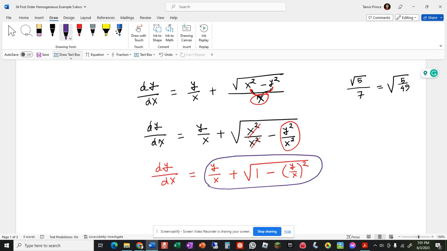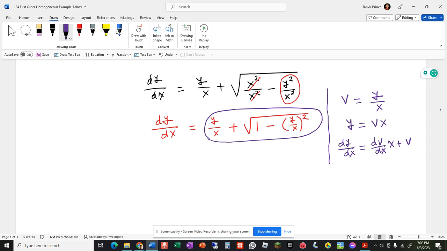So now I can do the substitution. The same substitution every time for the homogeneous: v equals y over x. First cross multiply, y equals vx. Now you take the derivative. So dy/dx, using the product rule, is dv/dx times x plus v times the derivative of x with respect to x, which is 1.